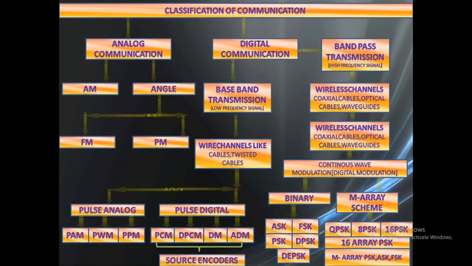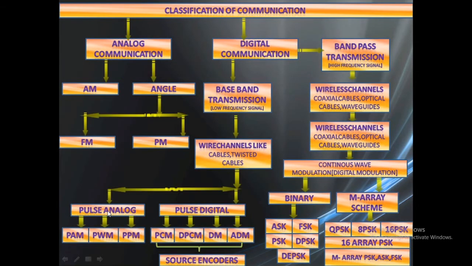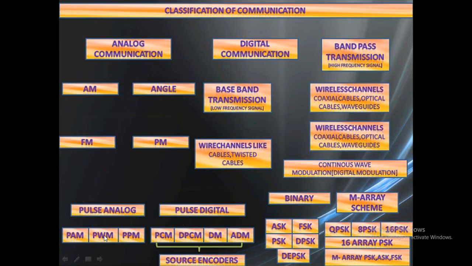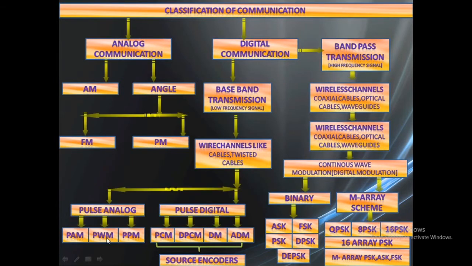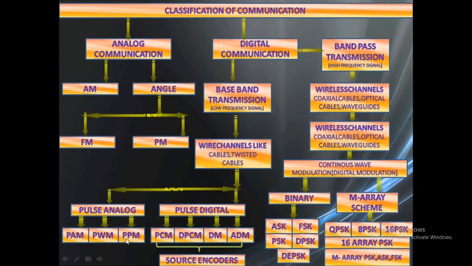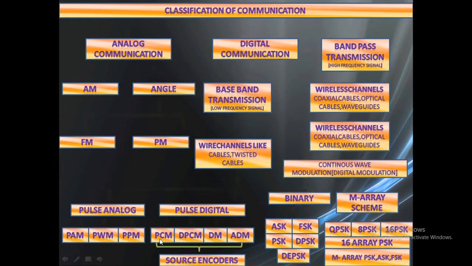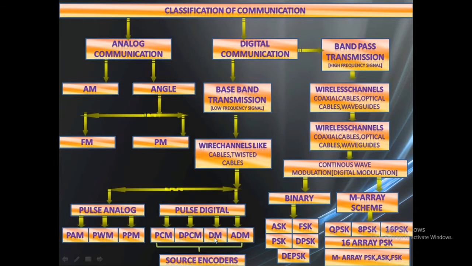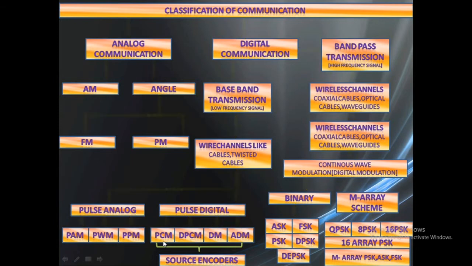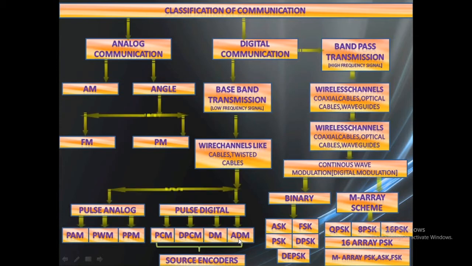Whereas in baseband transmission, we again divide into two types: pulse analog and pulse digital. The pulse analog is again classified into three: PAM, PWM, and PPM, meaning pulse amplitude modulation, pulse width modulation, and pulse position modulation. Next, pulse digital modulation includes PCM, DPCM, DM, and ADM, meaning pulse code modulation, differential pulse code modulation, delta modulation, and adaptive delta modulation.